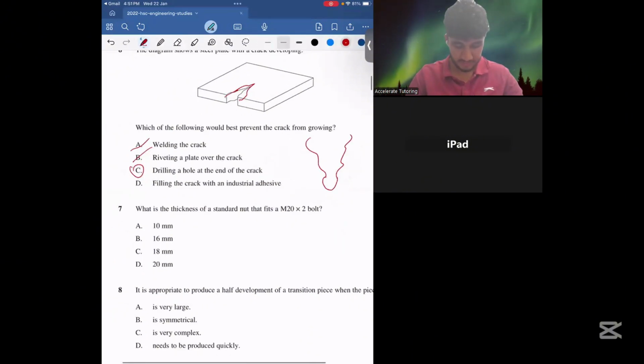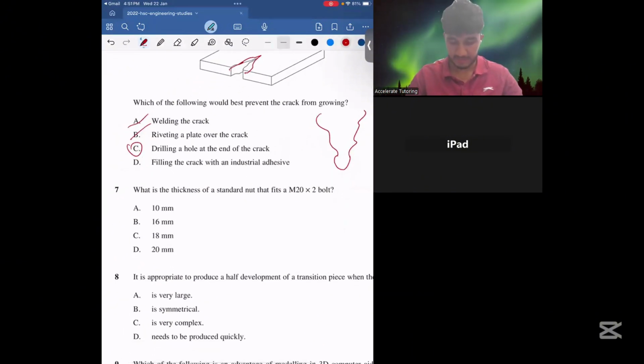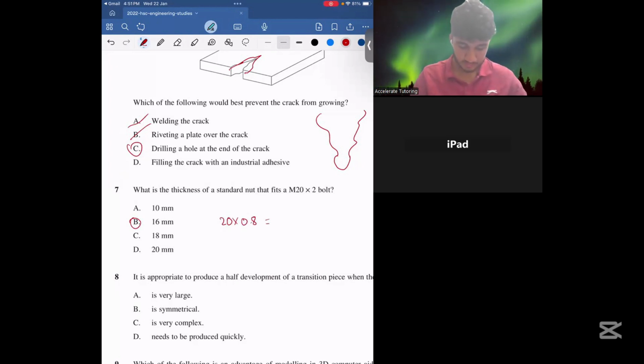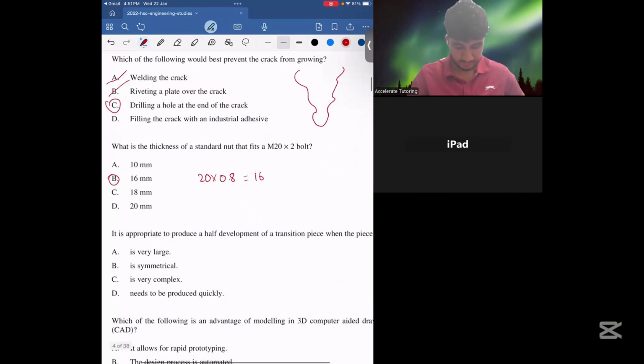Now for question 7, it says, what is the thickness of a standard nut that fits M20x2 bolts? In this case, it would be 16 mm, and that's because we do 20 times 0.8, which is the standard multiplication factor used for a standard nut, and that gives us 16. So therefore, B would be our most correct answer.